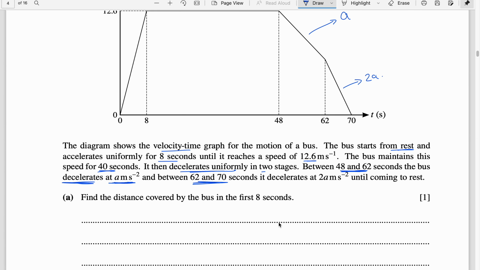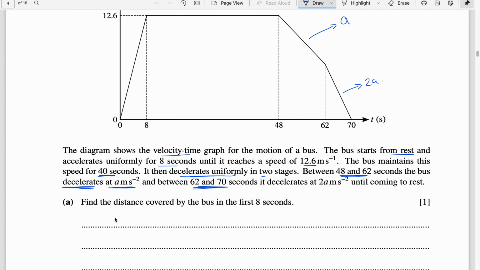So distance covered is basically area under the graph. That is 1 by 2 into base into height. So distance covered is 50.4 meters.